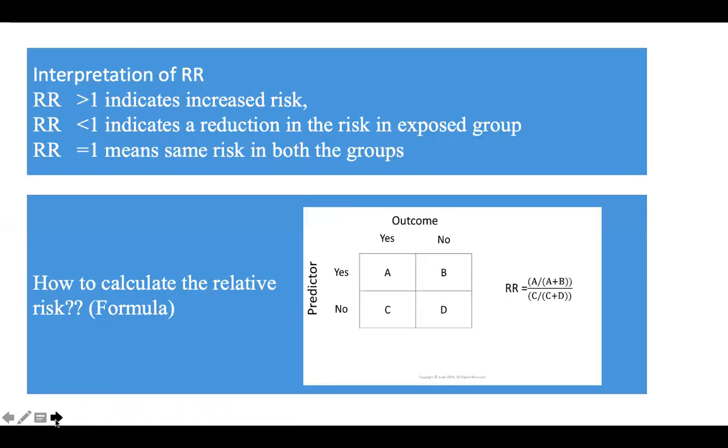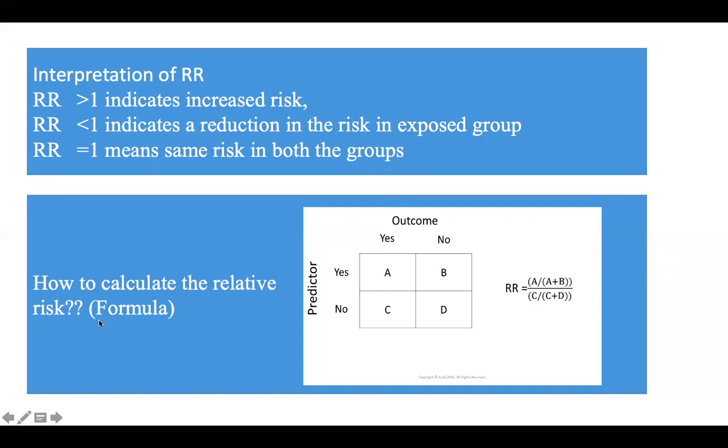How to interpret the relative risk? Relative risk greater than 1 indicates an increased risk in the exposed group in comparison to the unexposed group. Relative risk less than 1 indicates the exposed group has less risk than the unexposed group. And relative risk equal to 1 means both have the same risk.